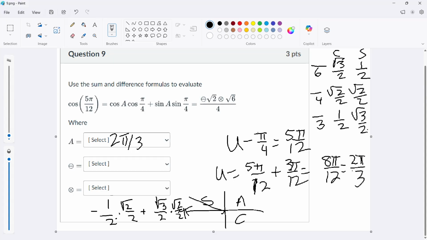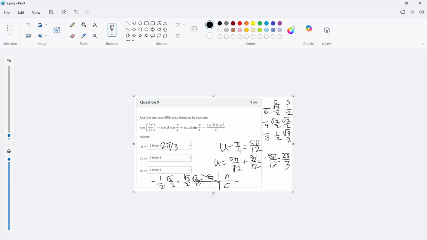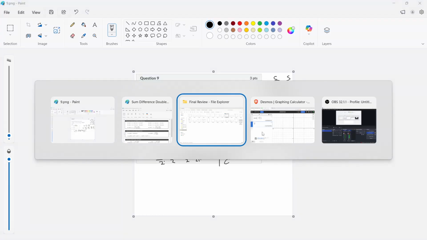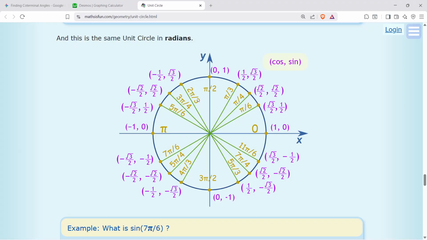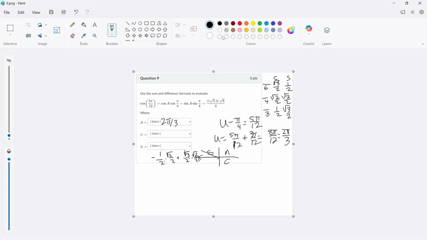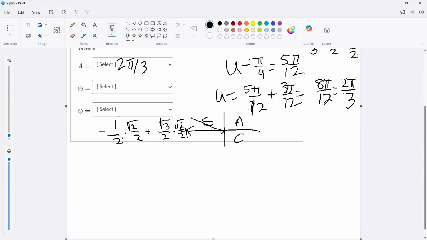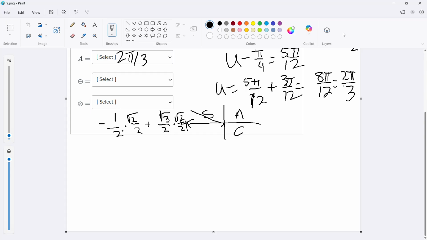And so let me get a little bit more room. Now I'll show you 2 pi over 3. Is that on the unit circle? 2 pi over 3. Yeah, so sine is square root of 3 over 2. Cosine is negative 1/2. But if you don't have that memorized, just the first quadrant, you do it the way I did. So this is negative square root of 2 over 4 plus square root of 3 times square root of 2 is square root of 6 over 4.